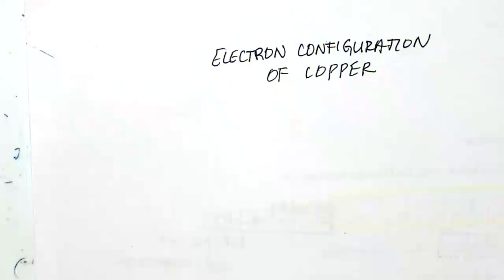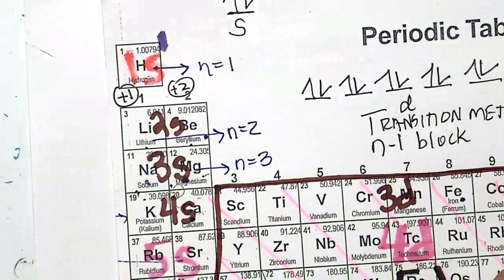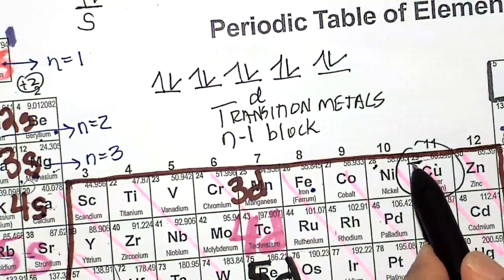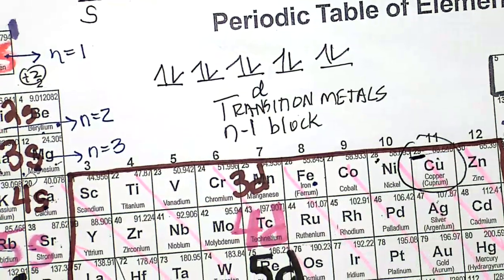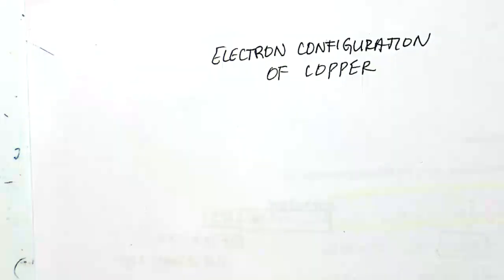And that is 29, right? 29 electrons. Okay, so we need to fill 29 electrons.